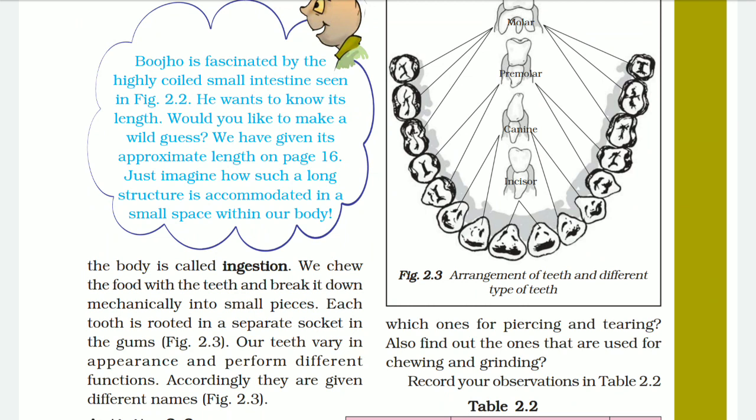We chew the food with the teeth and break it down mechanically into small pieces. Each tooth is rooted in a separate socket in the gums. Our teeth vary in appearance and perform different functions, and according to that they are given different names. So we know that we have pairs of teeth in our mouth, right? When we take food, the different kinds of teeth do different functions in our mouth. The first two are incisors, which cut the food. Canines tear the food. Premolars and molars do the job of grinding the food.